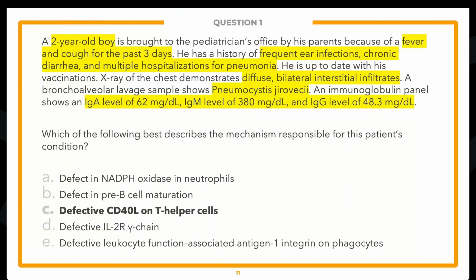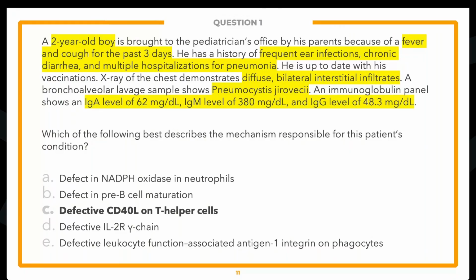So we're going to talk about the other options, but the reason why C is the correct answer is CD40 is present on these T helper cells, okay? And they're needed for these B cells to class switch. That's the word they're going to use, class switching immunoglobulins, right? Where are our immunoglobulins made? The immunoglobulins are made by our B cells.